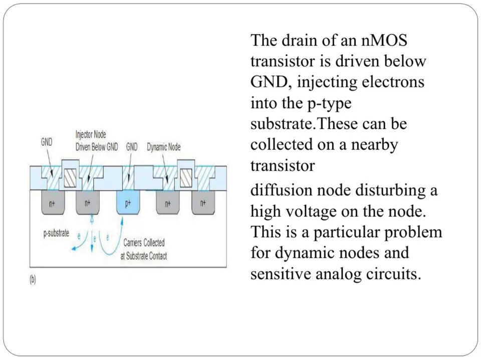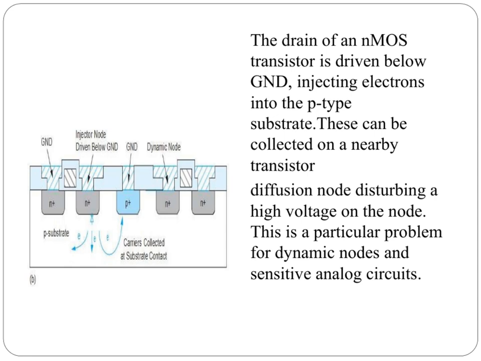Here, we're looking at a situation where the drain of an NMOS transistor is driven below ground level. When this happens, electrons get injected into the P-type substrate. And these electrons don't just disappear, they can be collected on a nearby transistor's diffusion node. This collection of electrons can then disturb the voltage at that node, especially if it's a high voltage.